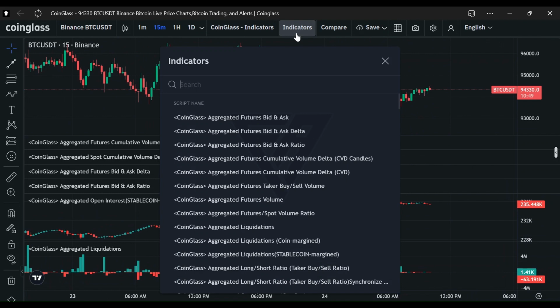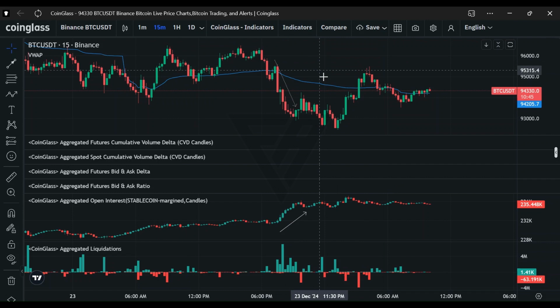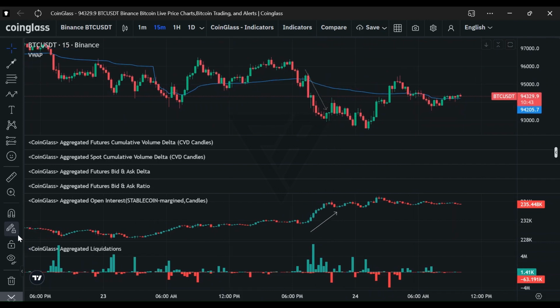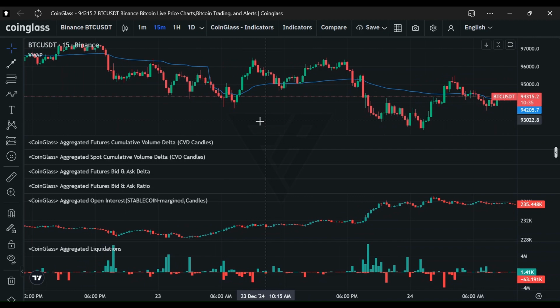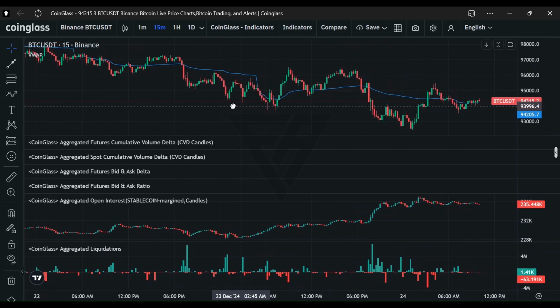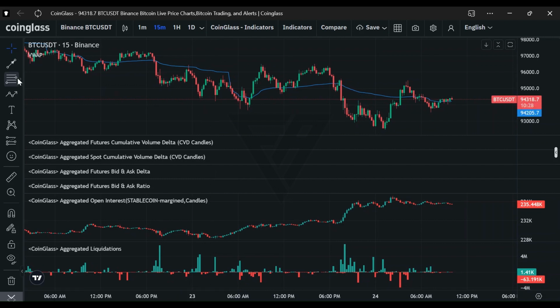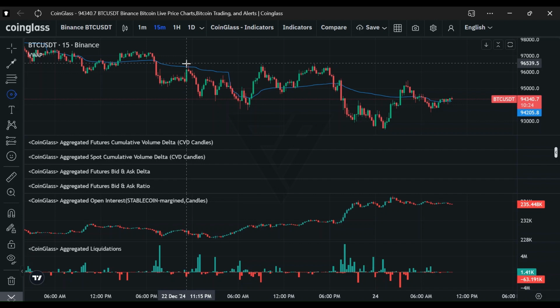The other indicator I use here is VWAP. It's just a common indicator. It's volume weighted average price. It acts as dynamic support and resistance. The more retests, the more likely it is to break. Let me share some examples. Here you can see it's acting as support and resistance.